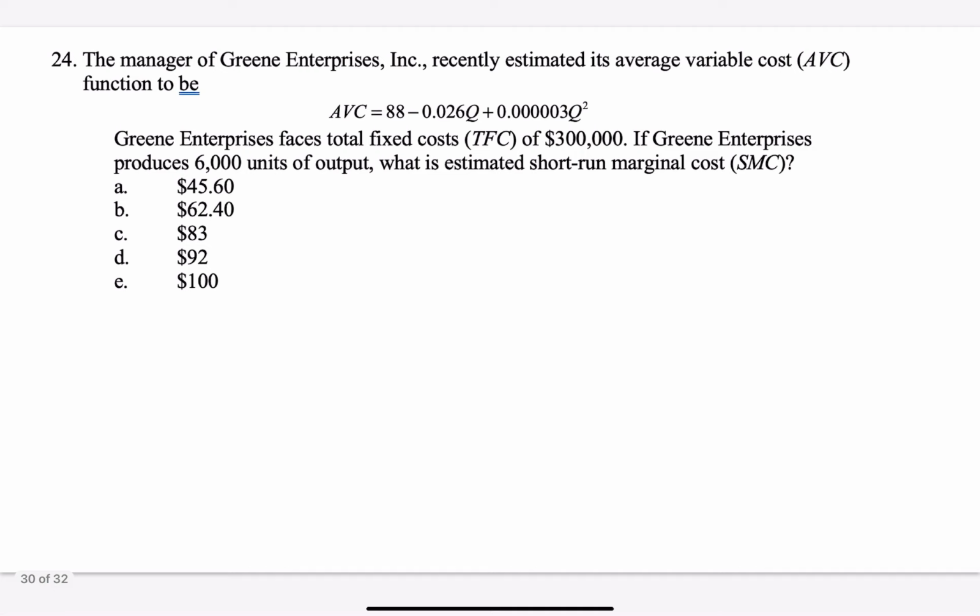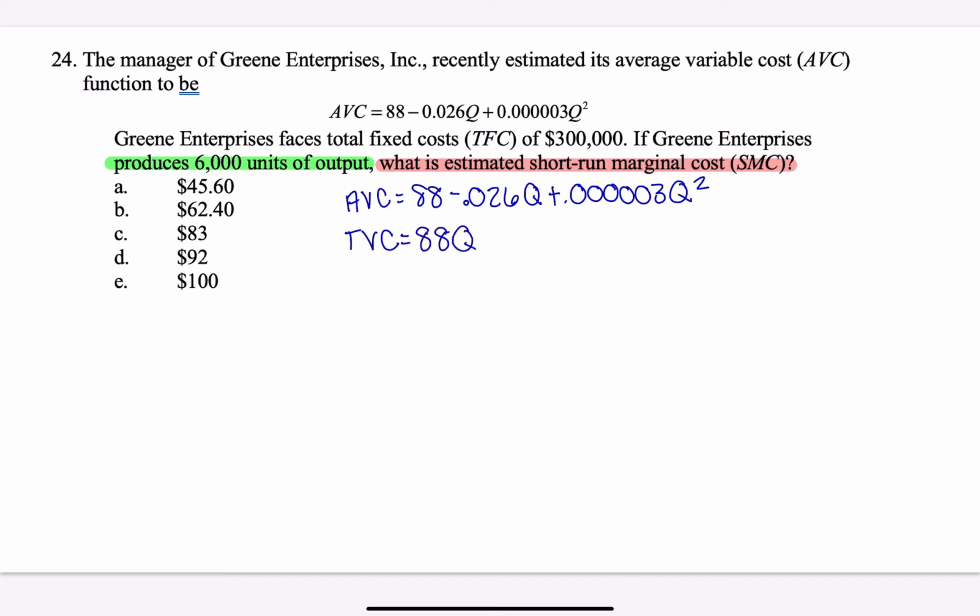24 asks what is the estimated short run marginal cost if we're producing 6,000 units of output. We have the same equation, so our average variable cost curve is given by 88 minus 0.026 Q plus 0.00003 Q squared. So our total variable cost, we're just going to multiply our average variable cost by Q, or plug in with your equations. It's up to you.